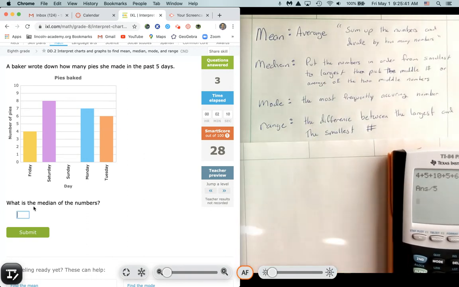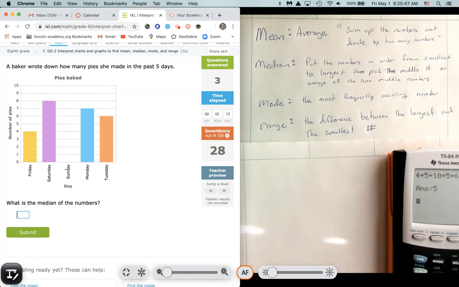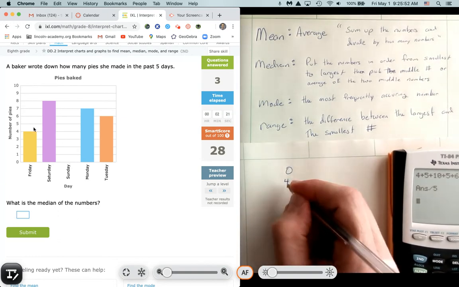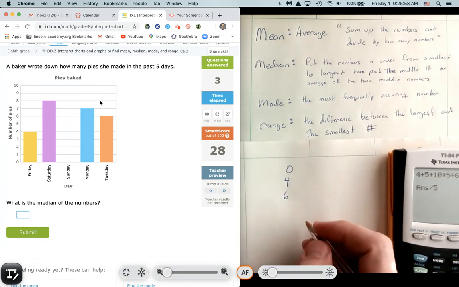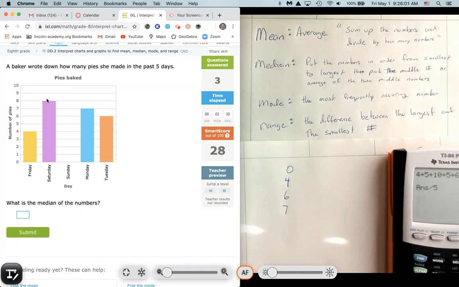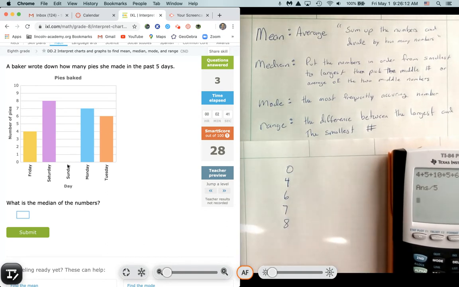So again, the smallest number I have is on Sunday, which is a 0. Then I have a 4 on Monday. Then I have a 6 on Tuesday, and then a 7, and I think I said that was Friday. But you get the idea, right? On Saturday, we have an 8. So it looks like there were 5 numbers, smallest being 0, largest being 8, but the middle number was 6 on Tuesday. So I type in not 5, but 6.